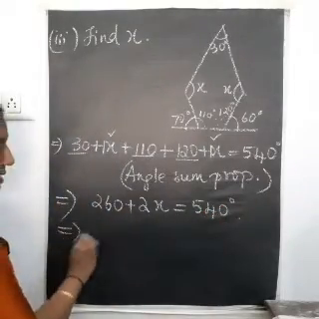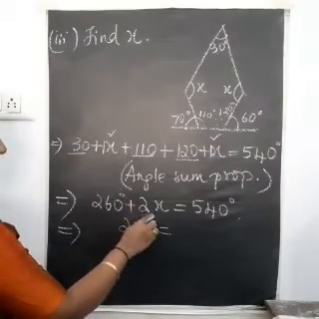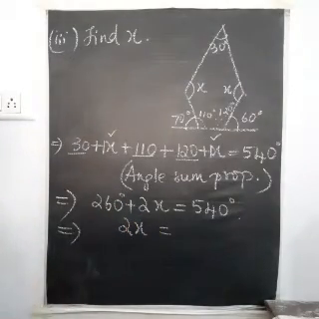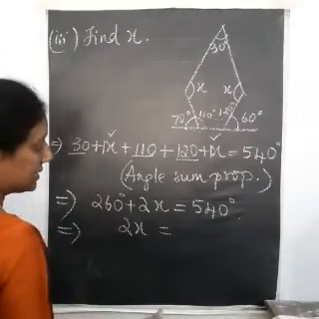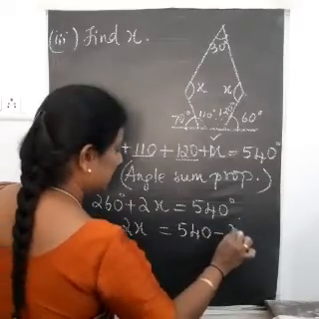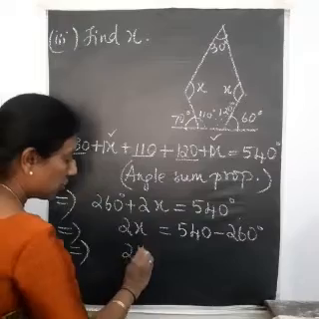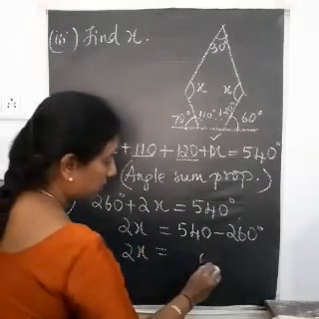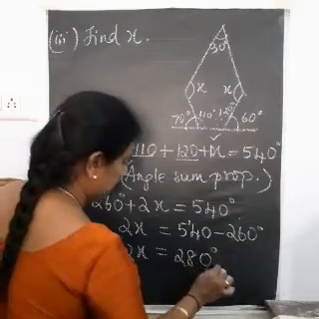Okay. So what is 2x equal to? Now I cannot add 260 and 2x because they are unlike terms. So take the 260 to the other side. What will you get? 540 minus 260 degrees. So what will you get? 2x is equal to, when you subtract, 14 minus 6 is 8, 280 degrees.